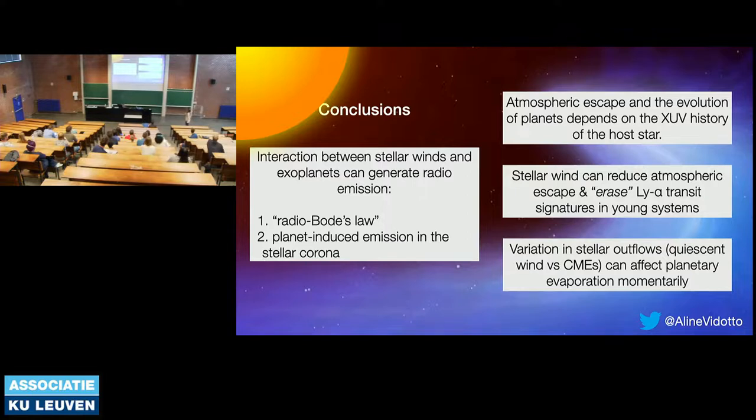And I did not mention much about the CMEs. I'll talk about that in the future. But what we see is that these bursty events can also affect momentarily the evaporation of the atmosphere of the planet. And that's it. Thank you very much for your attention, guys.